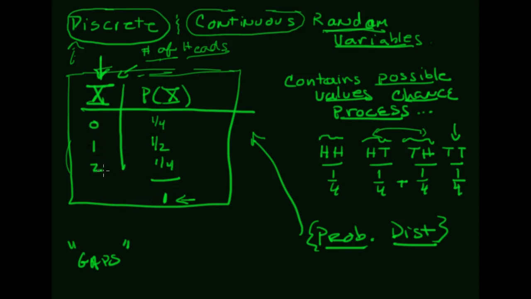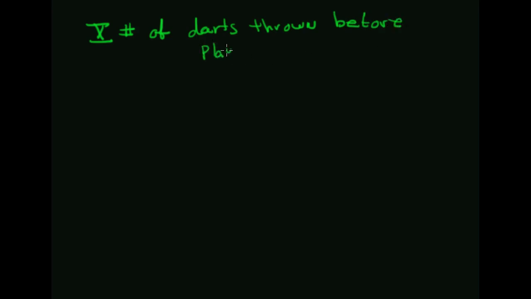Now, this one also happens to be finite. There are only 3 possible situations. But we could come up with a situation that's not too hard that would be both infinite and discrete. So let's see if we can come up with that. Let's say X represents the number of darts thrown before a player gets a bullseye.